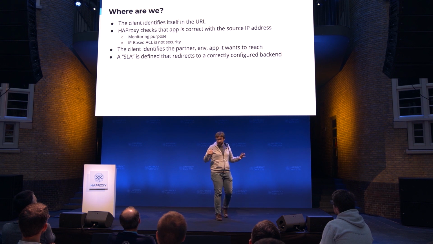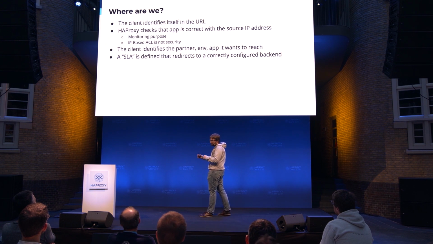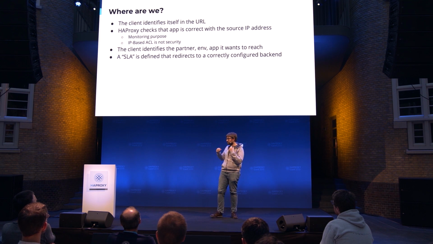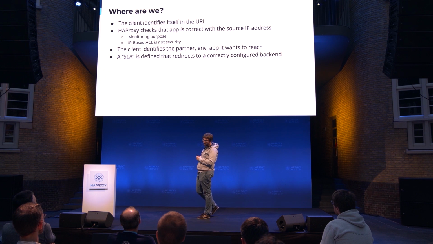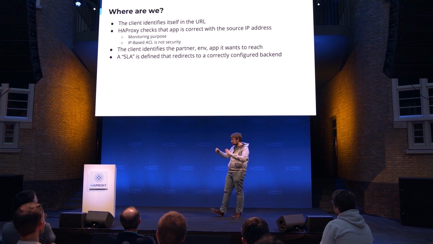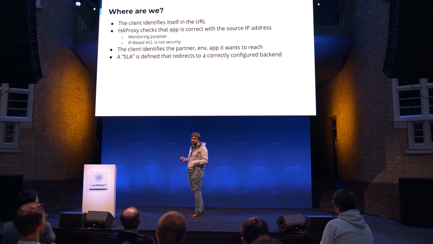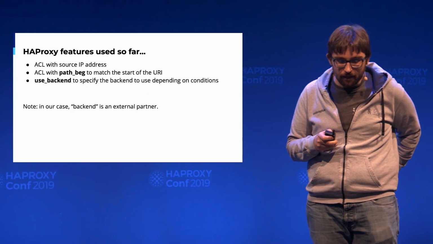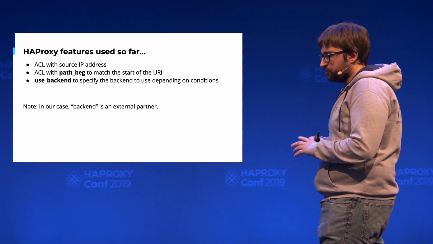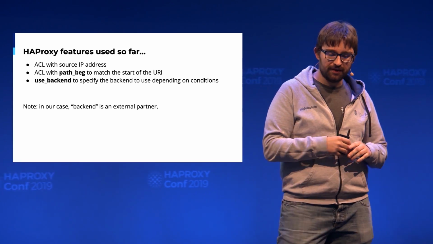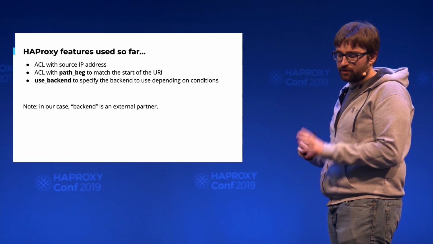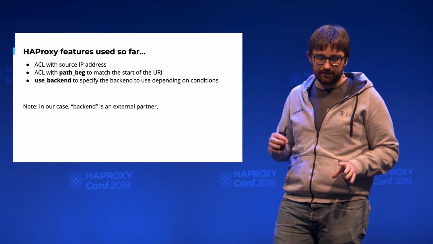So now we have identified the client based on its IP and the URL that it is calling, and HAProxy will validate that it is a client that's expected to come from that IP. Basically, we have everything in the URL, right? And we also have some SLA that tells us whether we want to send the request with a large or long timeout. So far we have used quite some features of HAProxy, like path_beg and use_backend. Just know that the backend is an external partner and not something that we own internally, right?